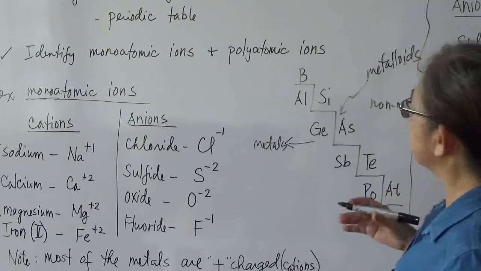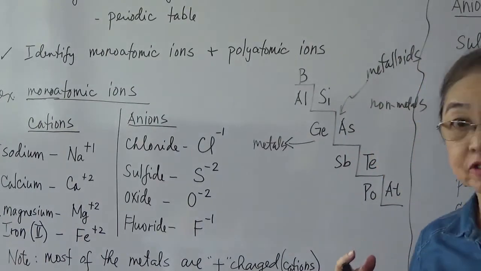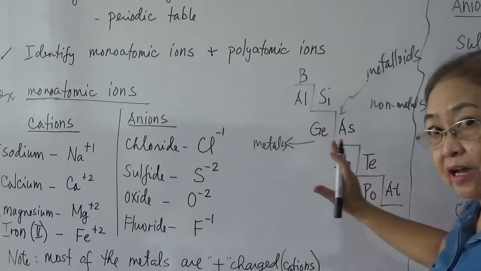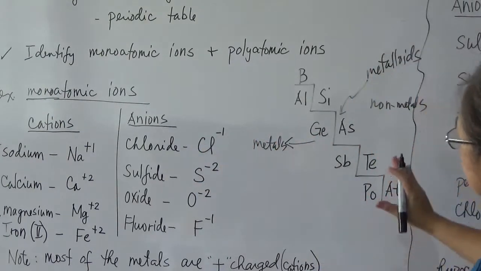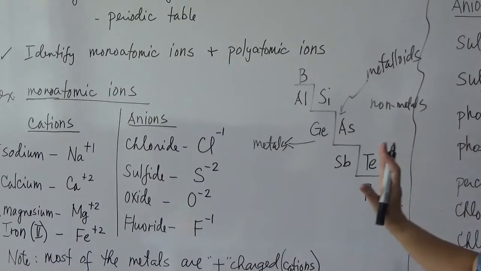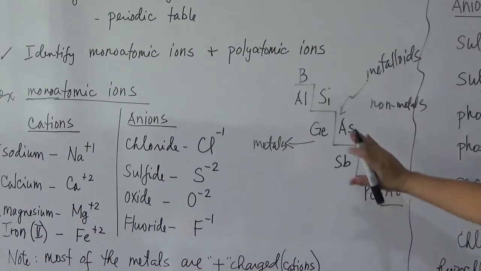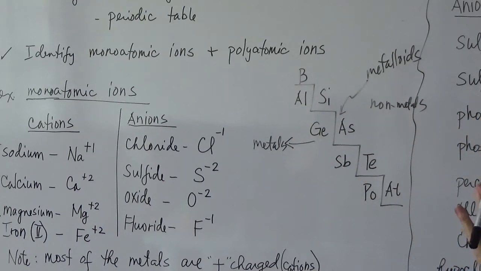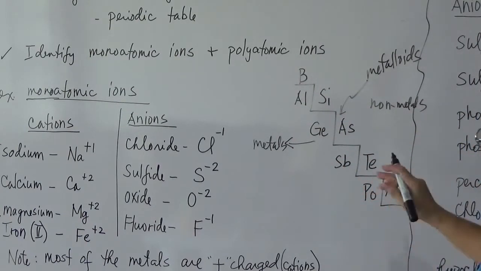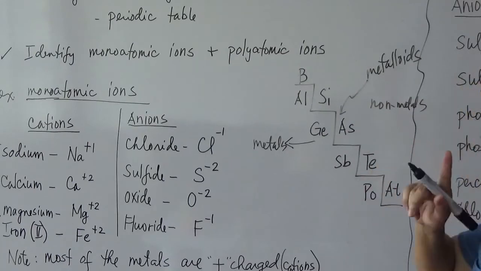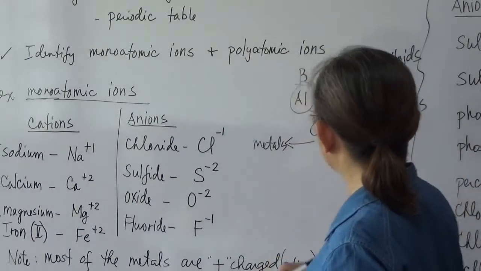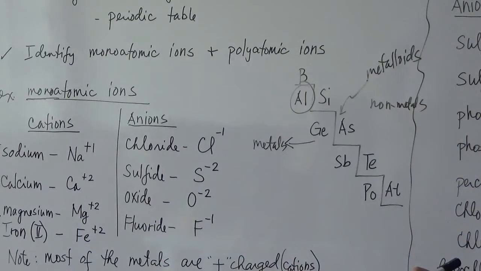When we talk of metalloids, they are semiconductors, because metals are highly conductive of heat and electricity, and non-metals are poor conductors of heat and electricity. The metalloids are semiconductors. So these are metalloids except aluminum and what's the other one?